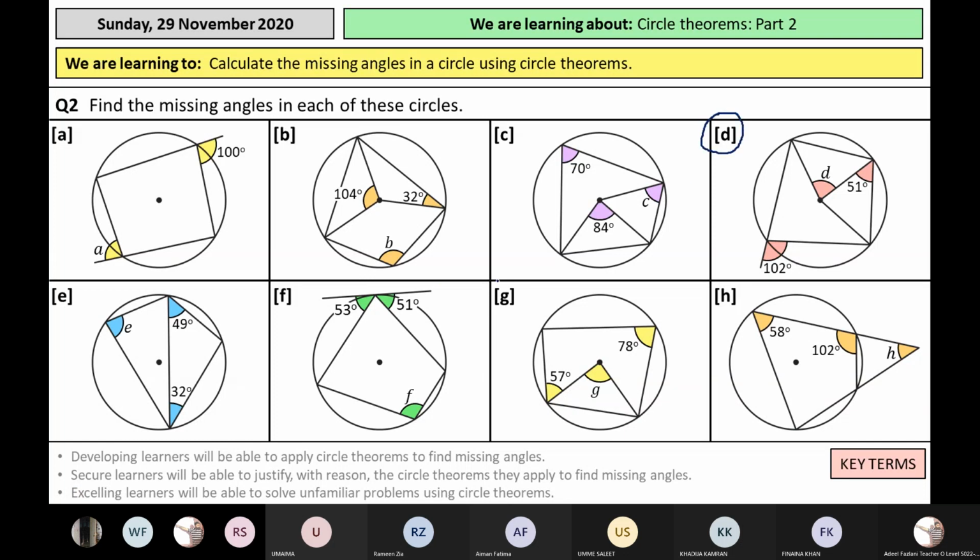Do D part, and do F part and H part. And in fact, G part as well. All right, do these parts quickly. You got my instructions? What you're supposed to do right now? Can anyone just repeat my instructions quickly?